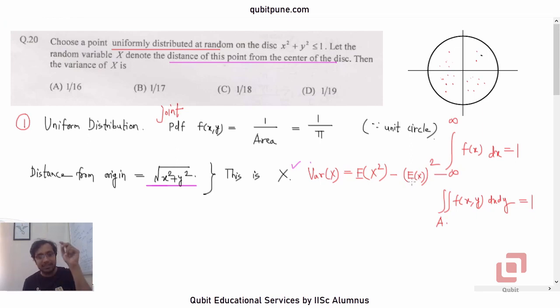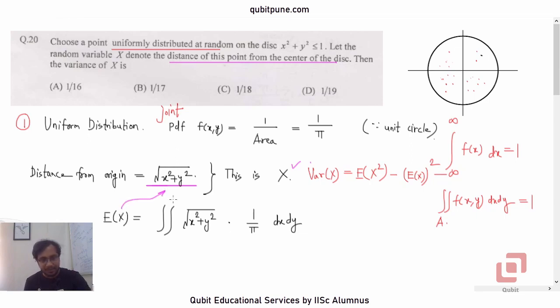So we'll start with expected value of x. What's the formula that we'll use here? The formula is simple. Whatever your x is, you just substitute it here and multiply it by the probability density function, that is 1 upon pi dx dy. Now this integral can be very easily evaluated using transformation to polar coordinates, because it is a circle.